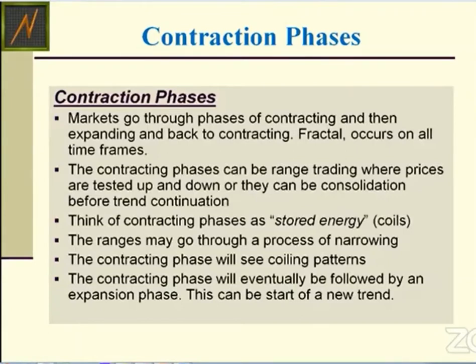We just looked at the chart of 1902 to 1922, and we can see that phenomena of the contraction expansion phases occurring. The contracting phases are range trading, and those are where prices are going to be testing support resistance areas, creating support resistance areas, and they can also be consolidation patterns during a trend before the trend continues.